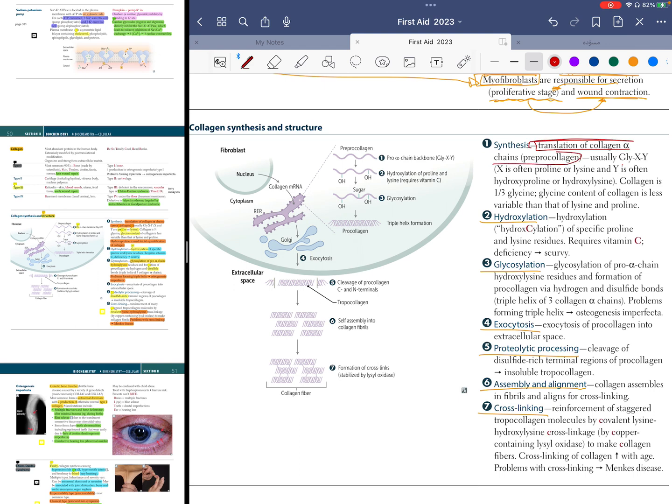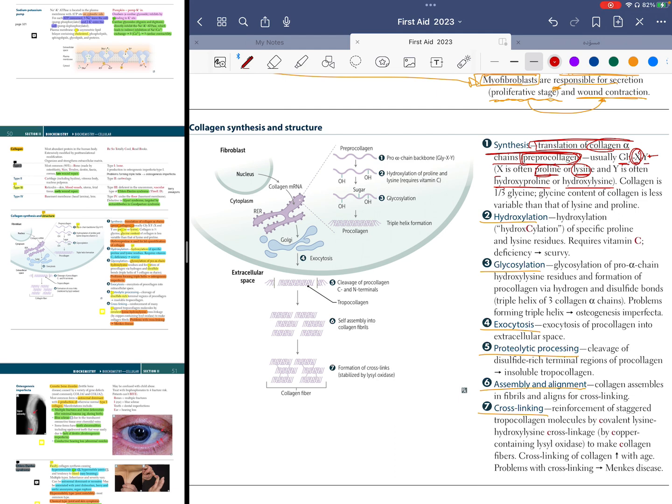The collagen alpha chains have another name. First, there is the collagen alpha chain name, and then there is pre-pro collagen. It's usually glycine-X-Y. X is often proline or lysine, so this X could be one of two, proline or lysine. While the Y is supposed to be hydroxyproline or hydroxylysine.